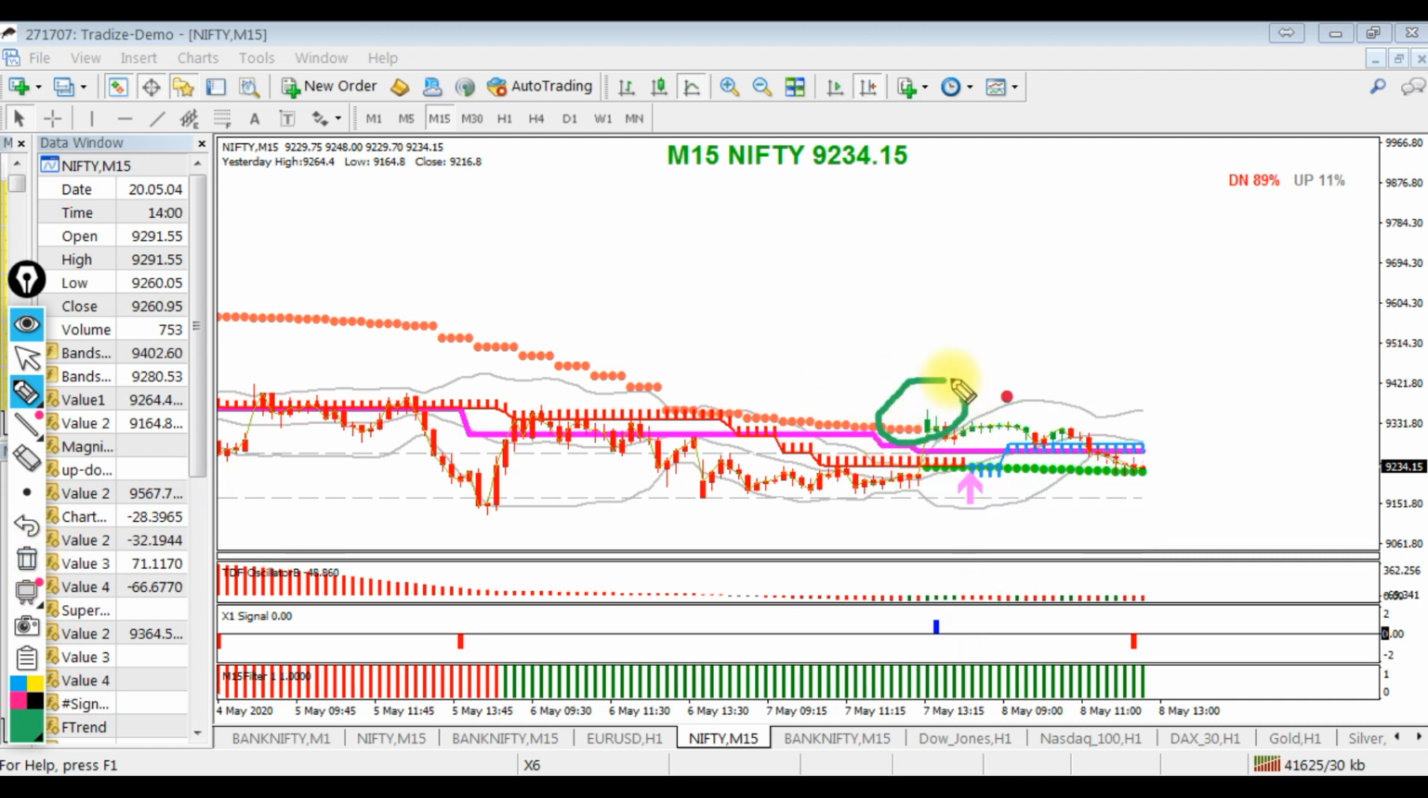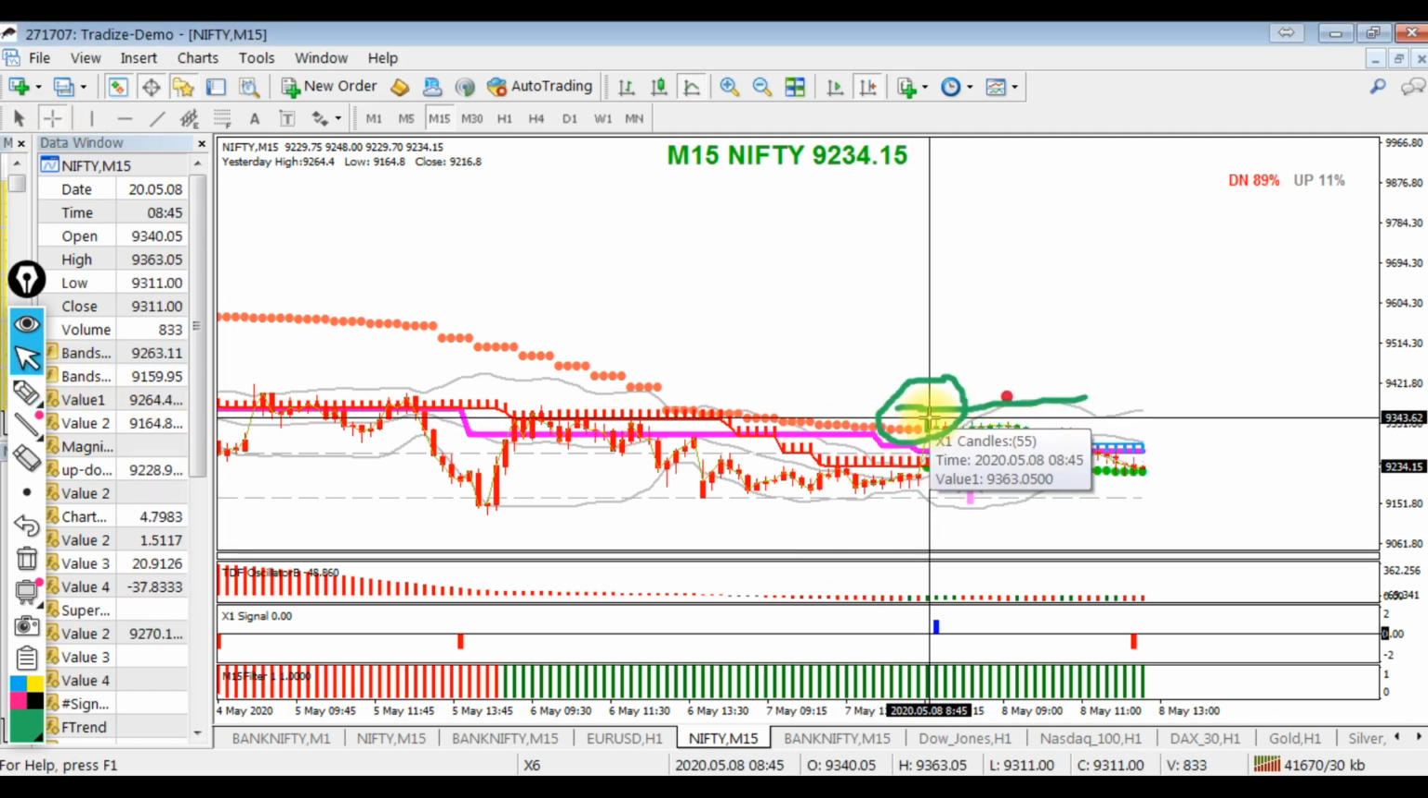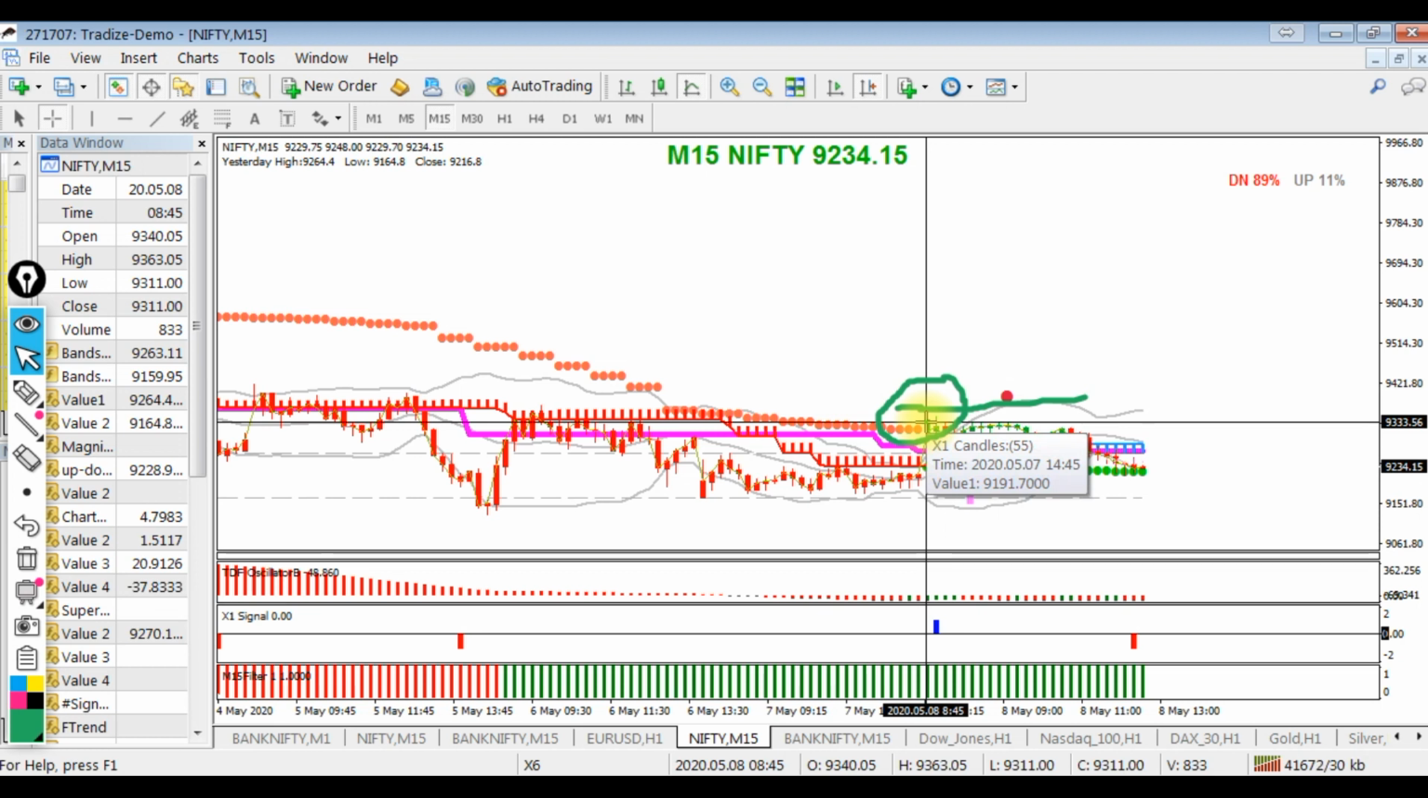So in this case, this is the highest point here. So we will put a buy order above this particular level. I'll put the cursor on this first candle. You can see the high of this particular candle in the data window box on the left side. So this is 9,363, and the high is 9,363.